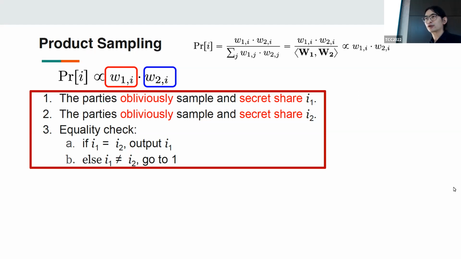If I1 equals I2, good, we output it. Otherwise, we restart this process. And this is exactly corresponding to multiplying these two probabilities together. That sounds like a solution.